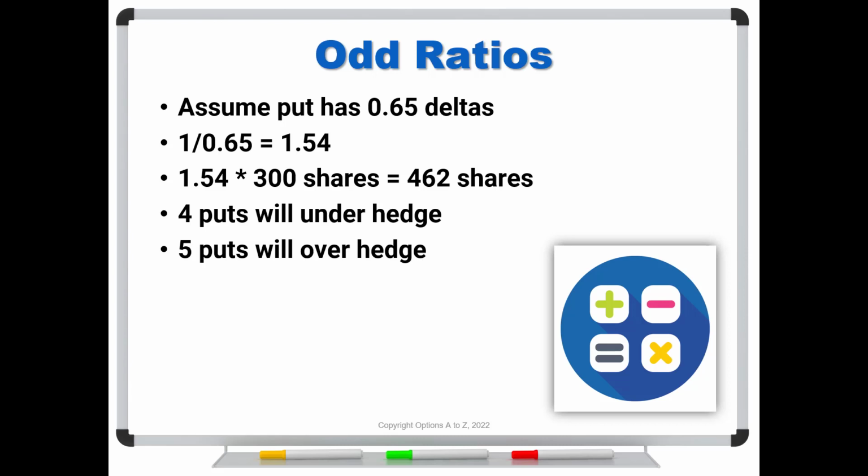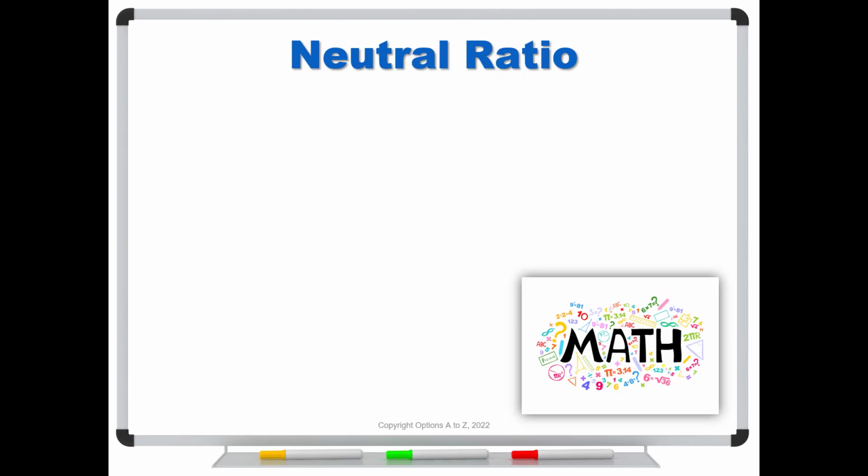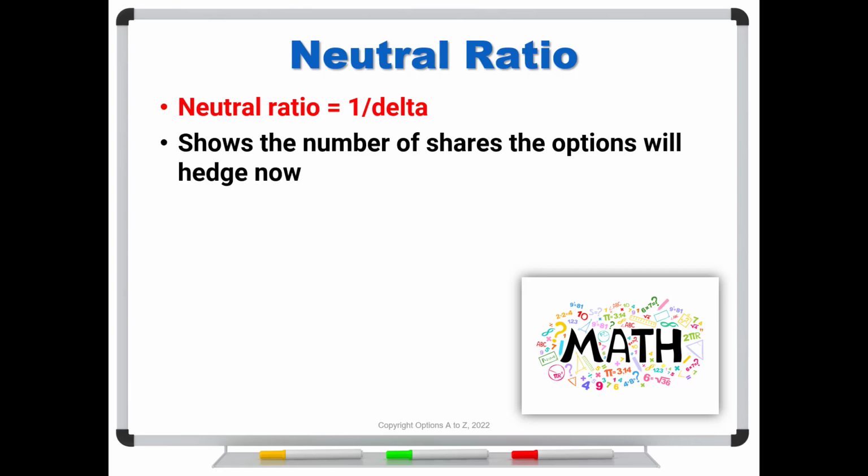So in the real world, this is usually how it works out. You either need to underhedge or overhedge a little bit. Now, of course, we could also go to different expirations and different strikes, trying to find maybe a better fit. But no matter which ones you pick, you are probably going to fall into this problem to some degree. That's a different story, but at least you've got the basics of what the neutral ratio is. And that's what I wanted you to get from this video. So remember what it is. It is 1 divided by your delta, making sure the delta is expressed as a decimal. And it shows the number of shares that the options will hedge right now.